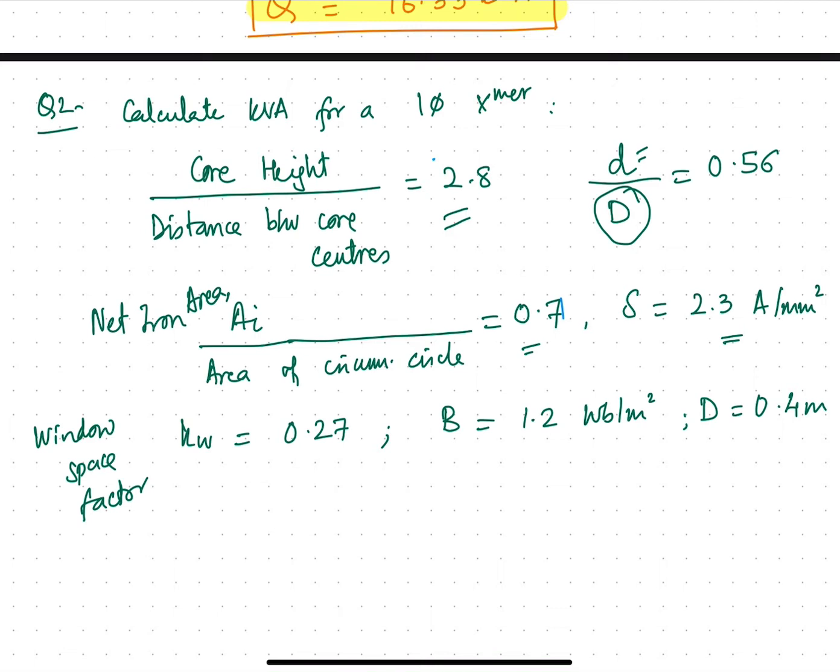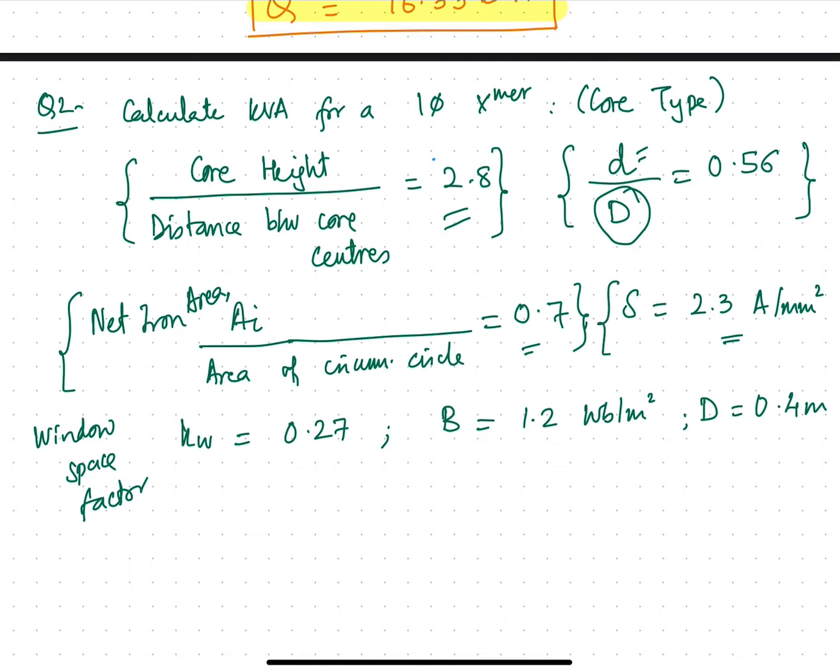We now move to another question where we have a single phase core type transformer. And some ratios are given to us. What are these ratios? We are given that the ratio of the core height to the distance between the core centers is 2.8. We are given that this small d to capital D is 0.56, and the ratio of the net iron area AI to the area of the circumscribing circle is 0.7.